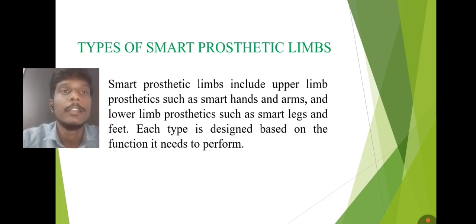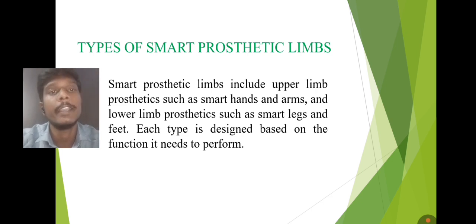Next, types of smart prosthetic limbs. Smart prosthetic limbs include upper limb prosthetics such as smart hands or arms, and lower limb prosthetics such as smart legs and feet. Types are designed based on the functions they need to perform.